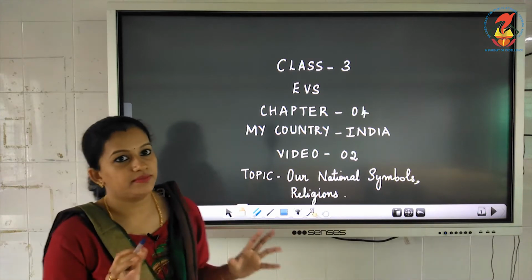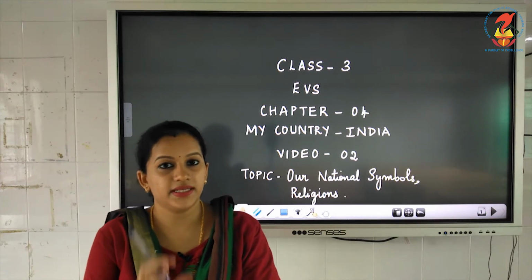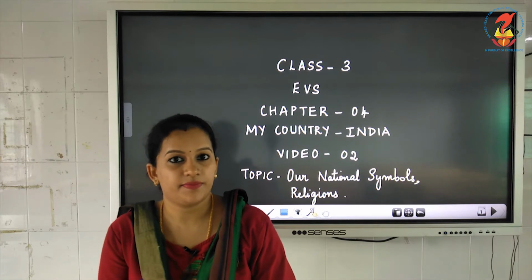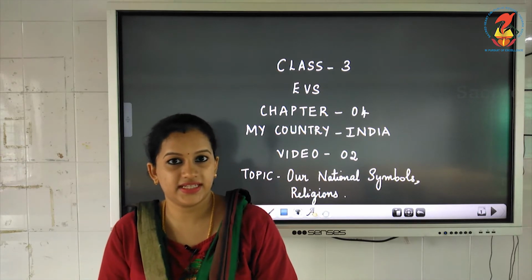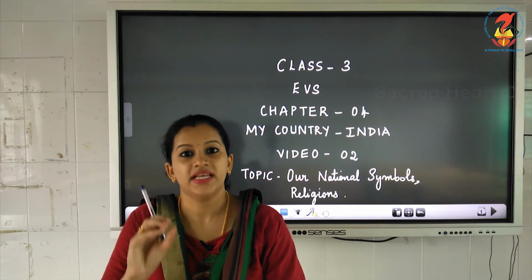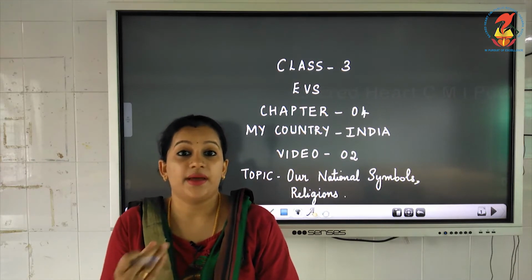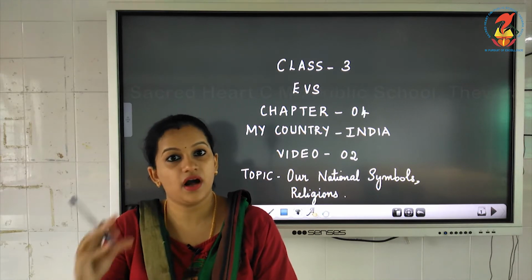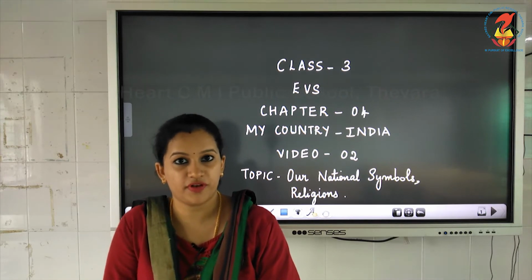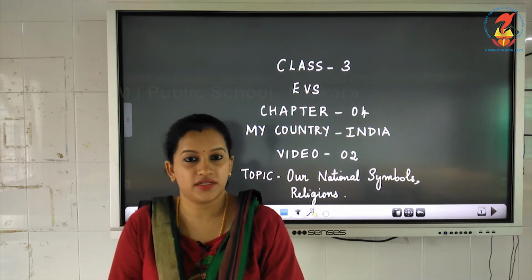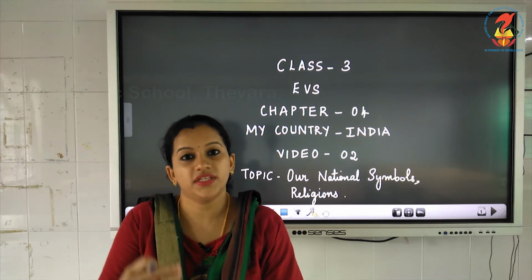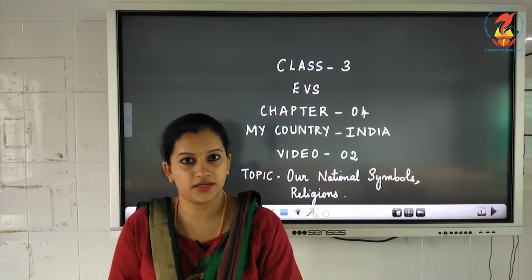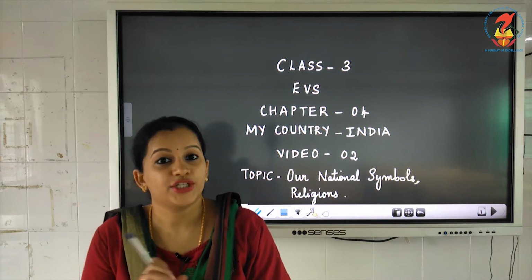So national symbol, what do you mean by a symbol? A symbol is something that represents a particular thing, isn't it? So national symbols are things that represent our country. That means national symbols represent the love or patriotic value of our country, or the goal of our country, or the unity of our country, or the history of our country. These could be any things that represent our country. Those are known as the national symbols.